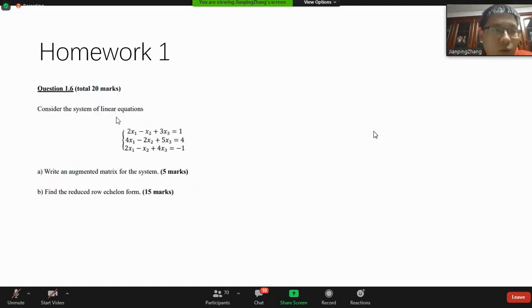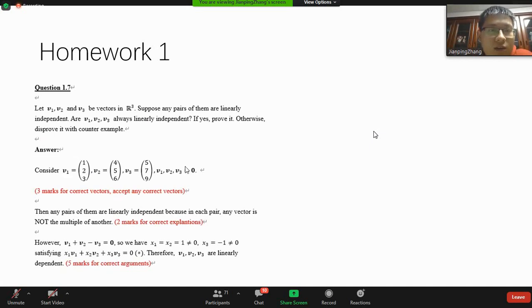So the next one is 1.6. First, you write down the augmented matrix. For this one, you extract the parameters in front of the x values, and after that you add the last column to the end of the parameter matrix to get the augmented matrix, and after that you use the row operation to get the reduced row echelon form.